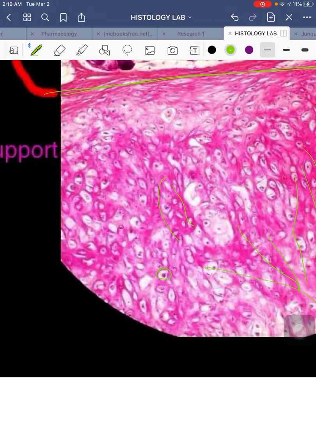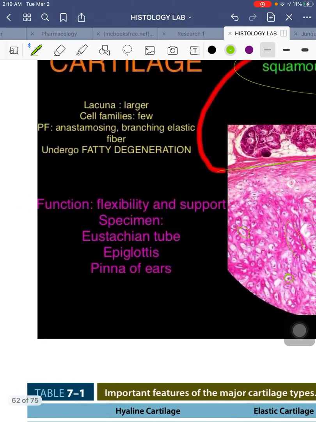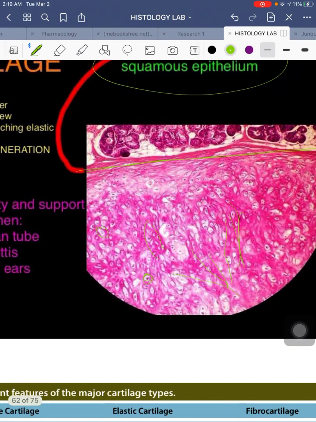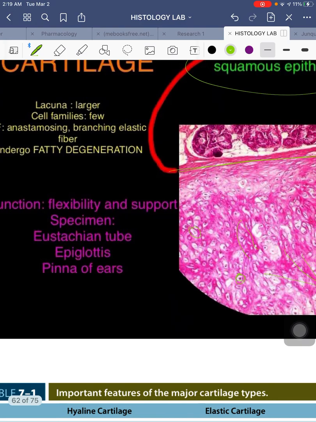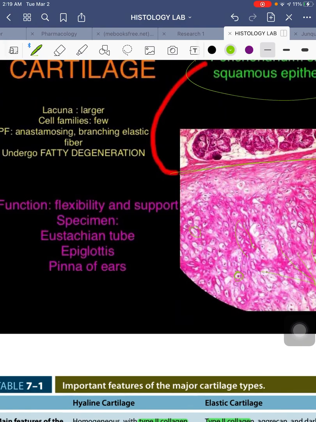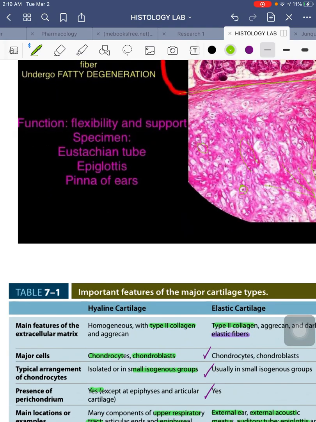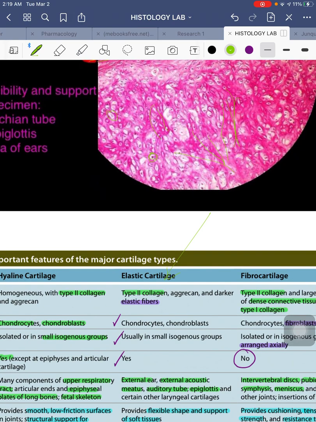If only I took a big zoomed in picture of this. And then cell families are few though. And the preponderating fiber is your anastomosing branching elastic fibers. But take note that in your elastic cartilage, you still also contain type 2 collagen, okay? There's still type 2 collagen, but now you have your elastic fibers.